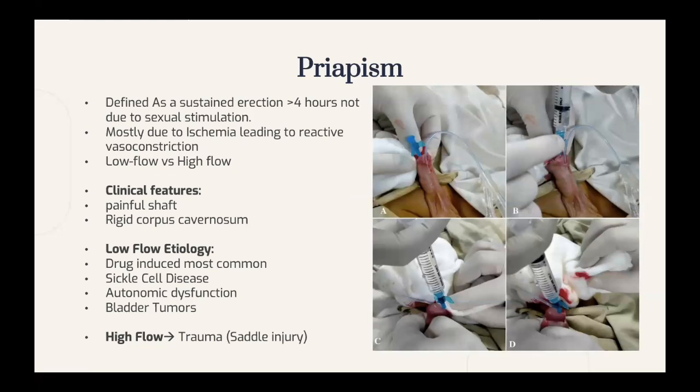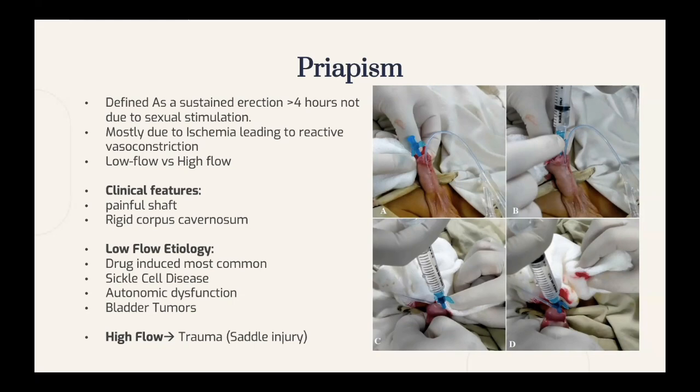Okay, so this is another case of urological emergency. It's called priapism. It is defined as a sustained erection for more than 4 hours that is not related to sexual stimulation and not relieved by ejaculation. This is mostly due to ischemia. It is classified into low flow and high flow. The low flow is the most common.